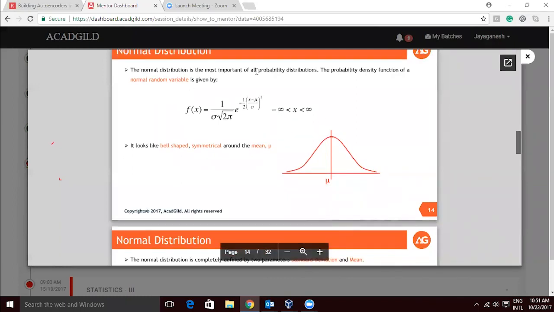As I said already, the normal distribution comes from the family of continuous random variables. This means it could be any value from minus infinity to infinity. If it is a discrete variable, I can say the value ranges from 1 to 2, or from 0 to 5, or from 10 to 100. But for a continuous random variable, it can take any value from minus infinity to infinity. This could be a very good example to understand what discrete and continuous random variables are.